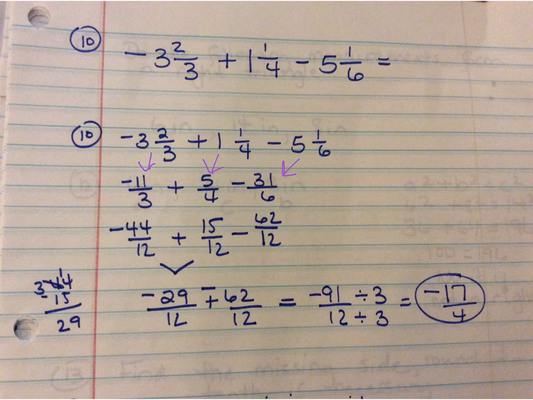So negative 11/3 is negative 44/12. 5/4 is going to be 15/12. Negative 31/6 is going to be negative 62/12. I put the first two fractions together, negative 44 plus 15, different signs, so I subtract. I did that work right here. 44 minus 15 is 29. Because my negative was bigger, I got negative 29.